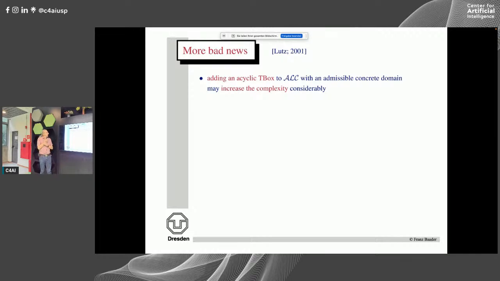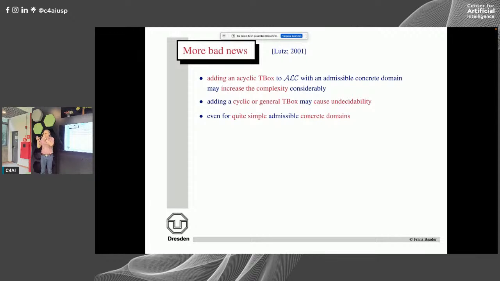For example, even acyclic T-boxes increase the complexity. Remember for ALC, they didn't increase the complexity from no T-box to acyclic T-box, but for ALC with concrete domains, the complexity can increase. And if you add cyclic or general T-boxes, so it's not just transitive closure that can cause undecidability, also cyclic or general T-boxes can cause undecidability. And this is the case even for very simple concrete domains.